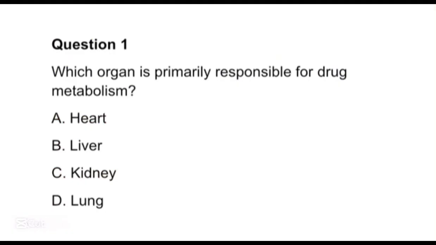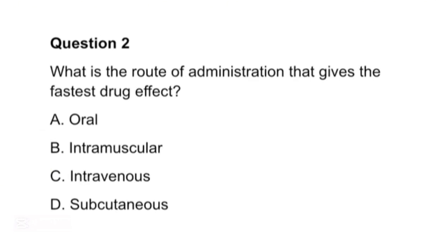Question 1. Which organ is primarily responsible for drug metabolism? A. Heart. B. Liver. C. Kidney. D. Lung. Correct answer, B. Liver.